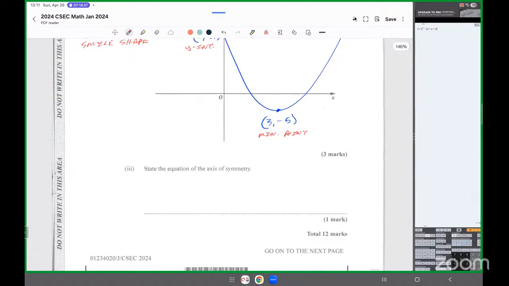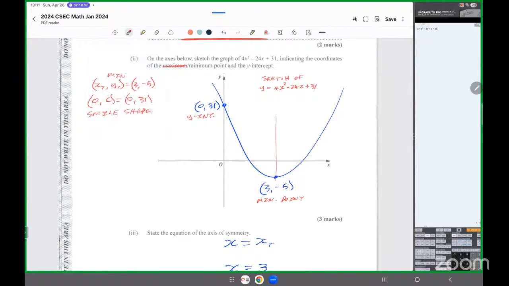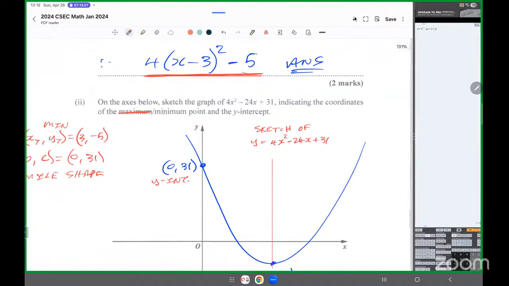Next part says state the equation of the axis of symmetry. x equals the xt value. Remember? So x equals whatever the xt value is. So therefore x equals 3. Okay, I'll show it on the graph. It's a vertical line through here. It's the axis of symmetry. So this is going to be the axis of symmetry.